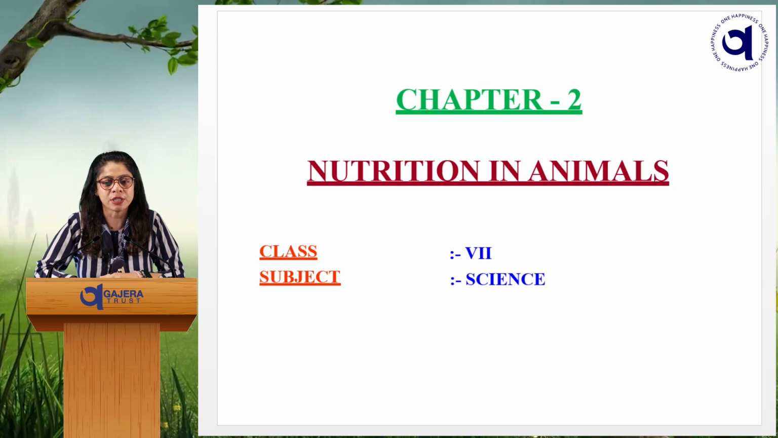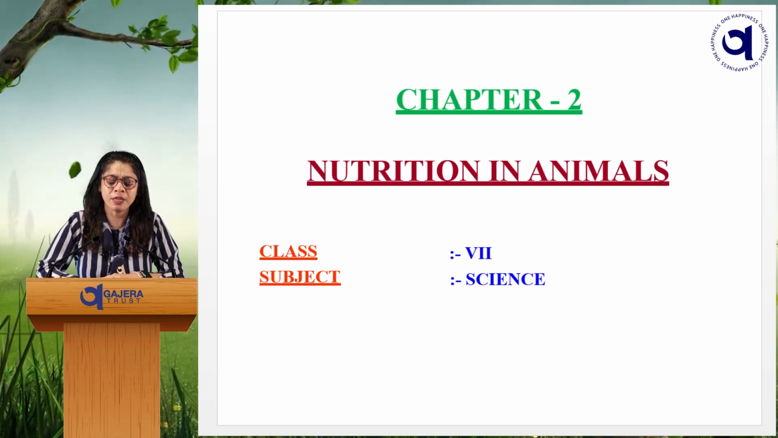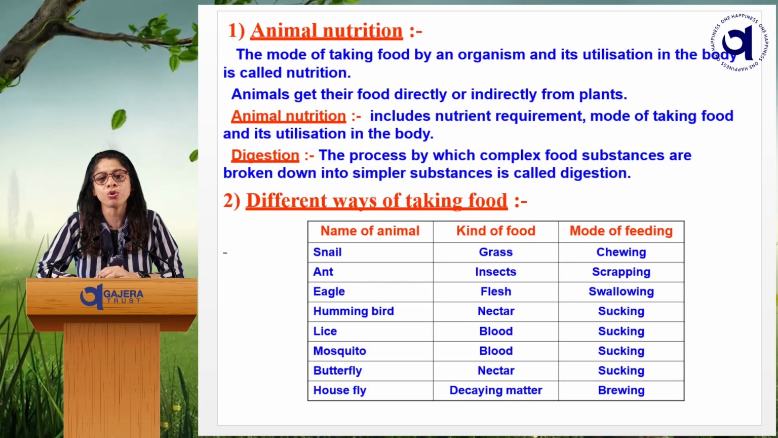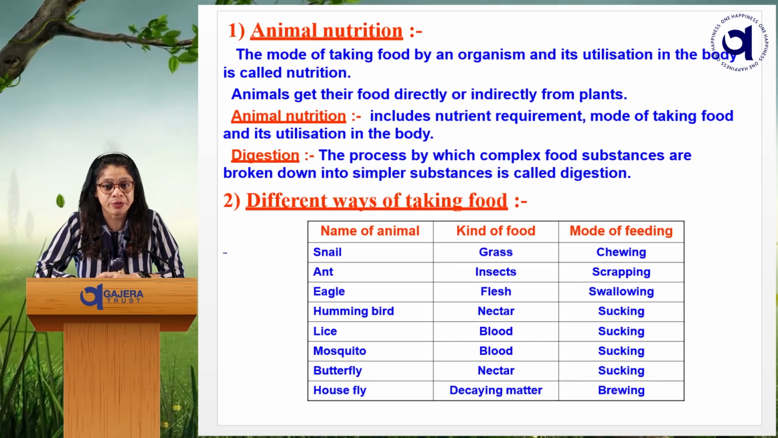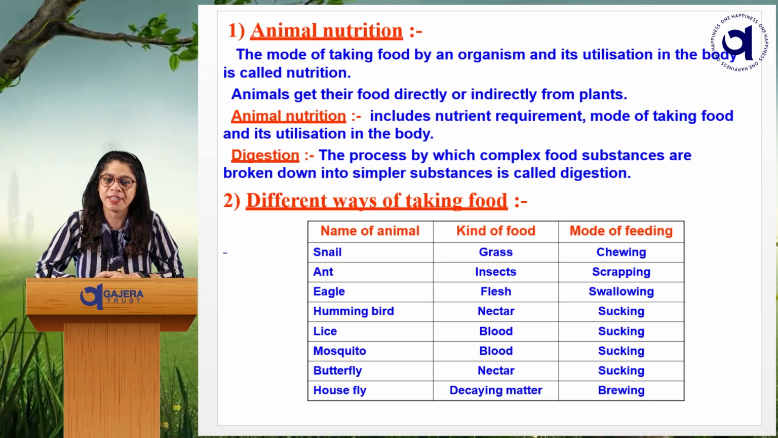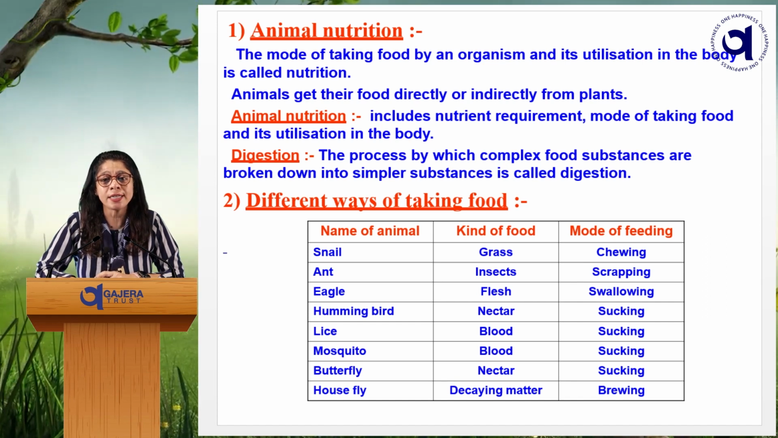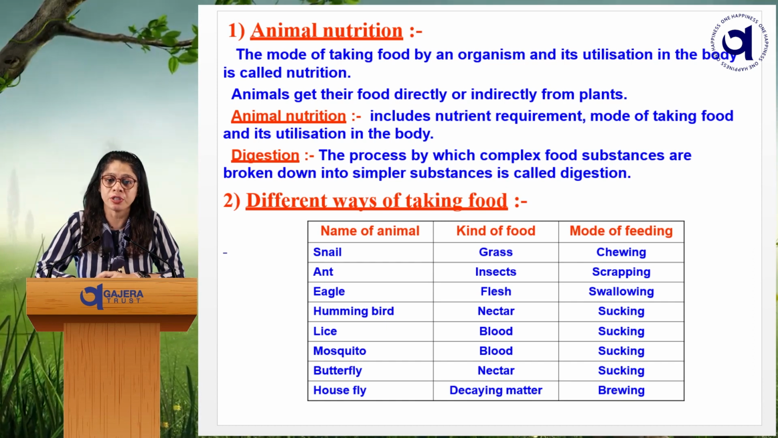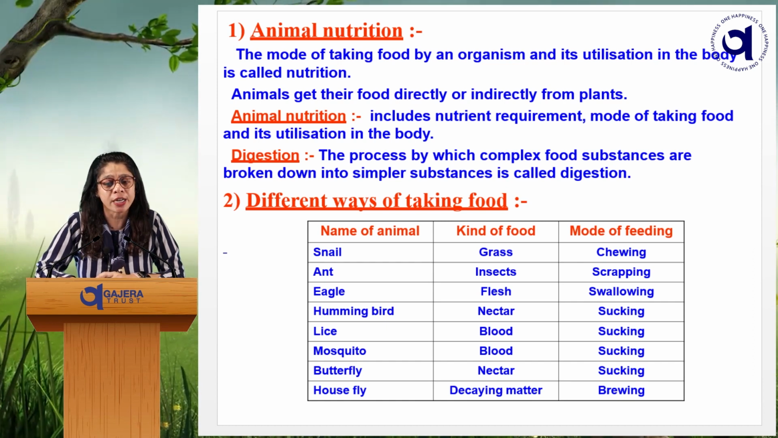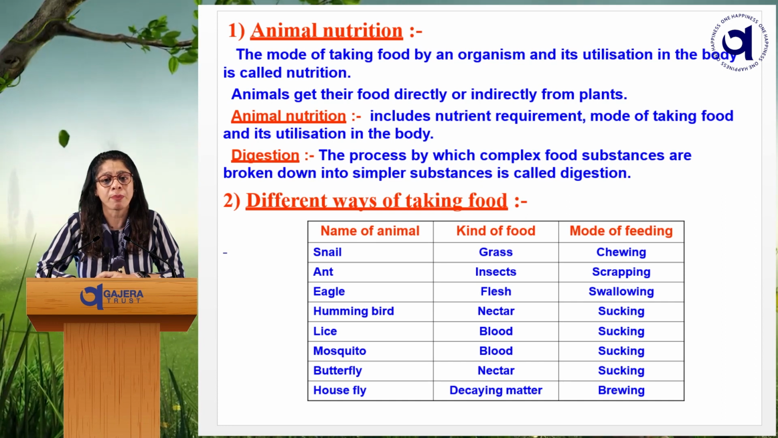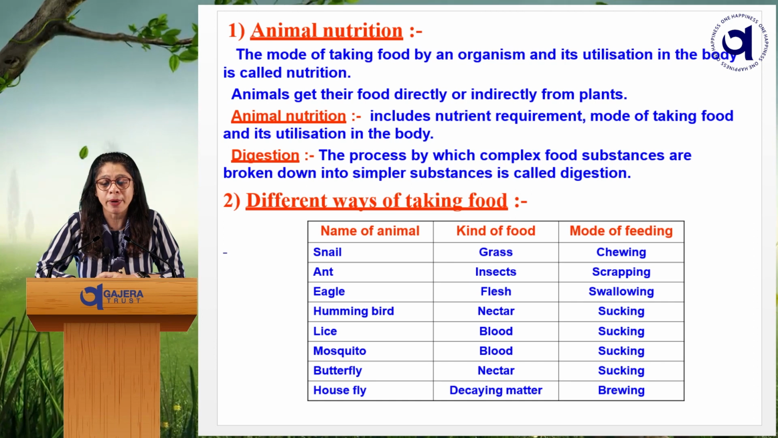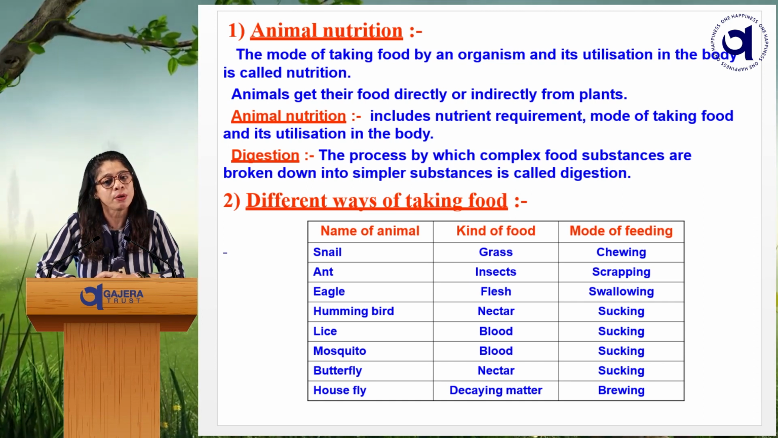Standard 7, Subject Science. My dear learners, today I am going to explain animal nutrition. Okay, be ready. The mode of taking food by an organism and its utilization in the body is called nutrition. Animals get their food directly or indirectly from plants. Animal nutrition includes nutrient requirement, mode of taking food and its utilization in the body.